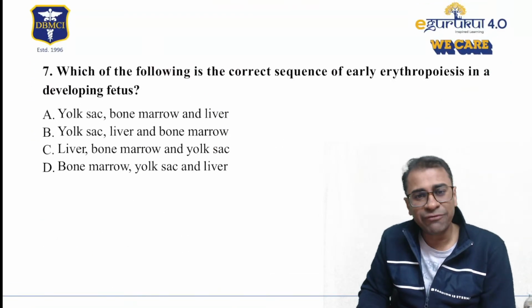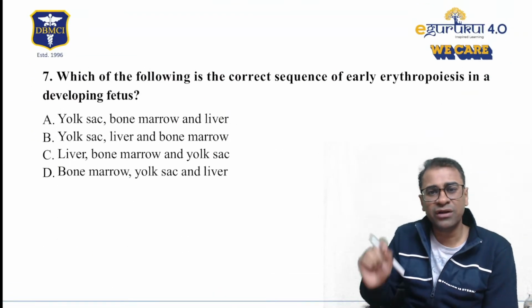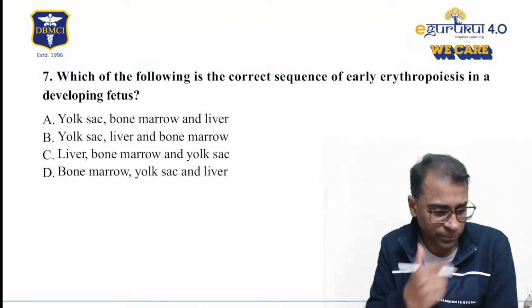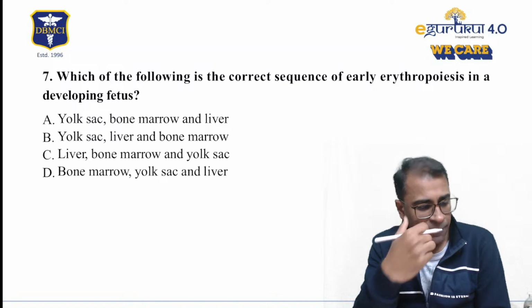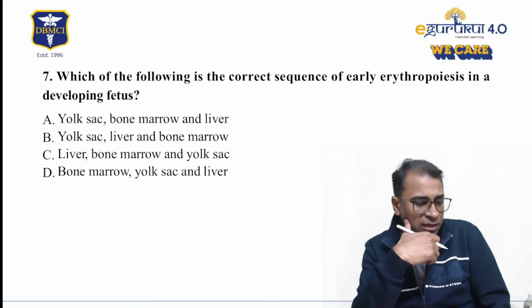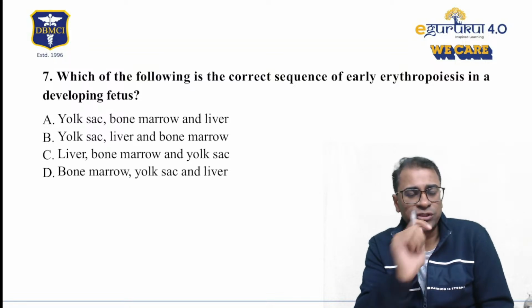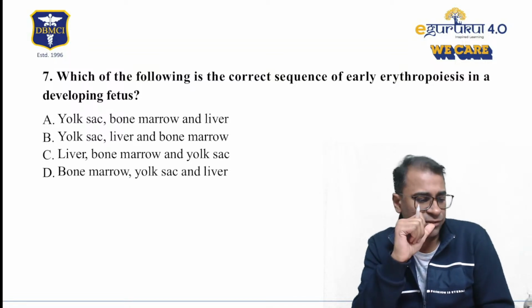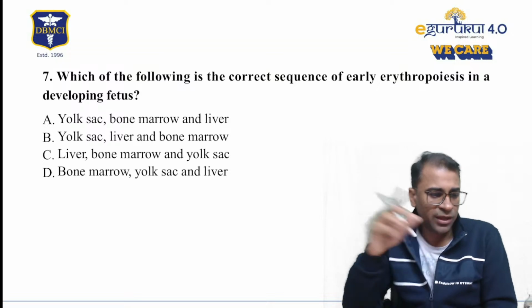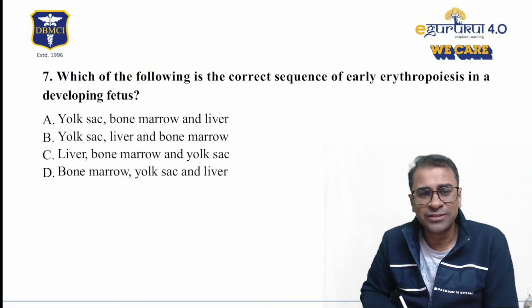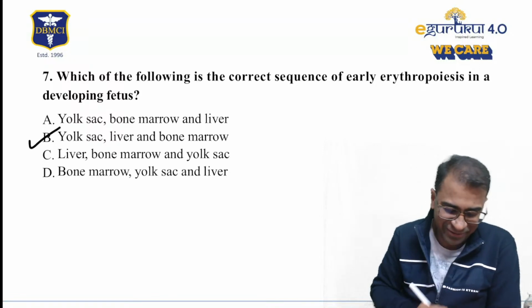Next, the following is a correct sequence of the early erythropoiesis in the developing fetus. You have to tell the sequence. Yes, pancreas, very correctly answered. Pancreas can also undergo liquefactive necrosis. So fat necrosis is also a type of liquefactive necrosis. Very good answer. Now tell me. First is yolk sac, then liver, and then bone marrow. Perfectly answered. Very good. B.